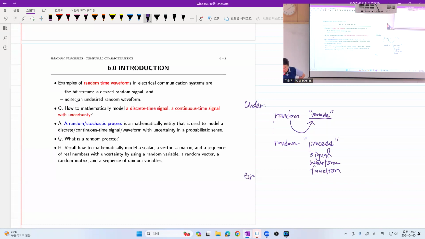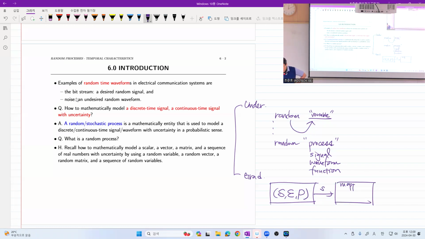your graduate version always relies on what? Box, sample space, event space, probability measure, and your outcome S, and then what? You have a mapping rule. This mapping rule is what? From the sample space into some set. And this set, depending on what this set is, your output's name was determined.